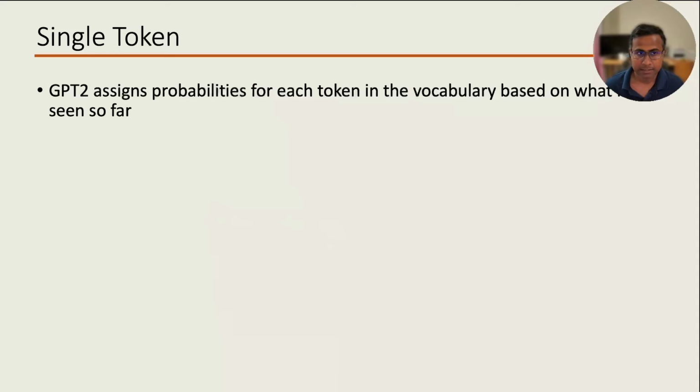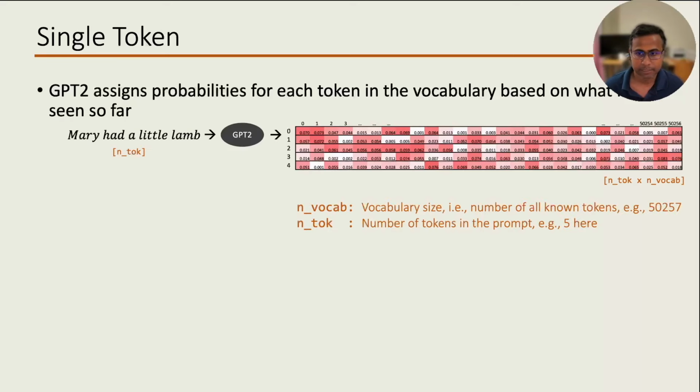Let's take a look at how the single token was generated. GPT-2 assigns probabilities for each token in the vocabulary based on what it has seen so far. What do we mean by this? If we input the "Mary had a little lamb" prompt into GPT-2, it will produce a table or a matrix. And this is a busy one, so let's break it down.